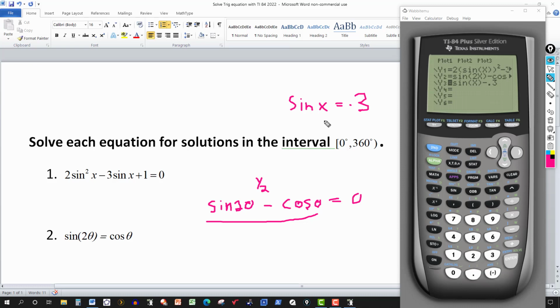Very basic. So here you would just take the inverse sine of both sides, so x would be sine inverse of 0.3. And you would get something like 17.46 degrees. And because it's a positive 0.3, we know there's another solution in quadrant 2 that has this angle as a reference angle. So you simply subtract that from 180 and you get 162.54.